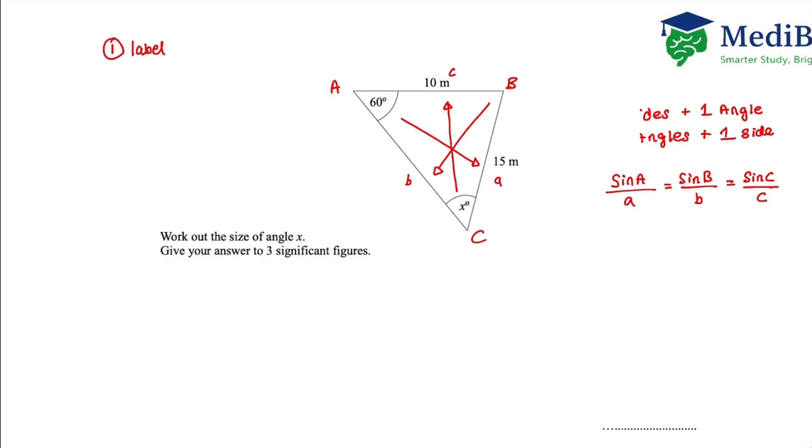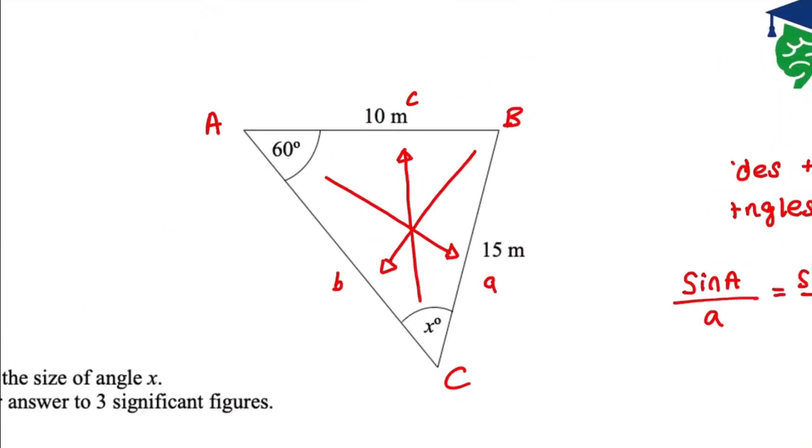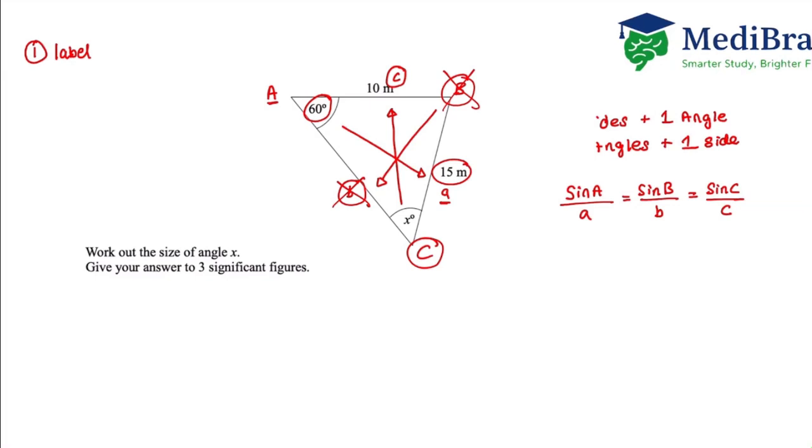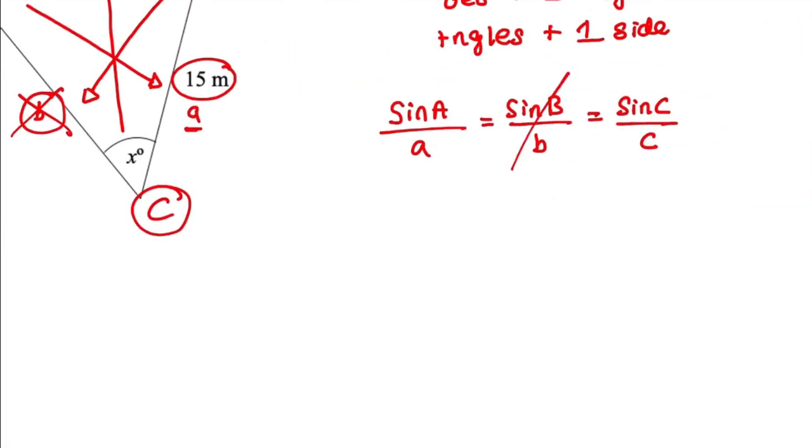Now you cross out the letter which you don't need and don't have any information about. We need A, because for A we're given the angle and the side. We need C, because C is x, and we don't want to discard x or we won't know what we're working out. We don't know any information about B, so we can just cross out B. From our formula, we're going to discard B.